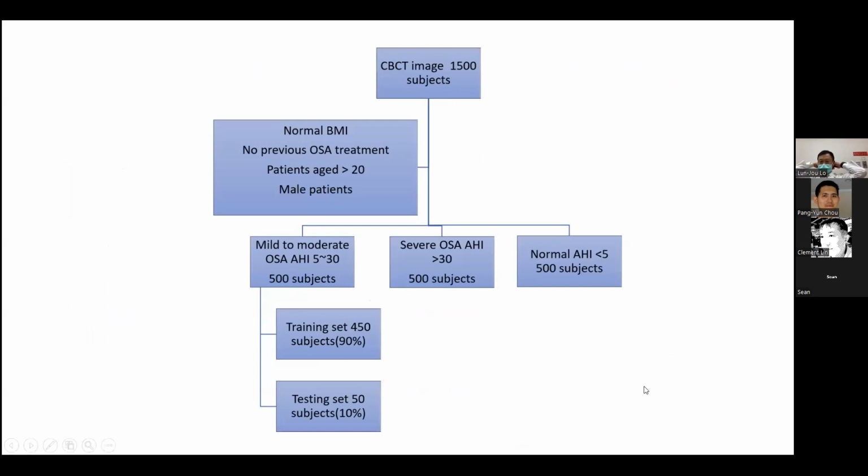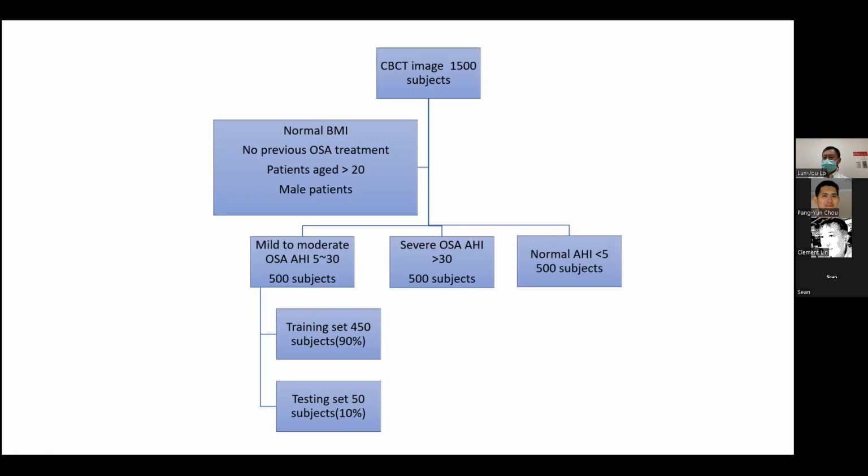So here is our research proposal: we're trying to gather CBCT images from a total of 1,500 subjects. Those subjects should have a normal BMI, because we want to exclude patients whose OSA is caused by being overweight. So we will include patients with normal BMI, no previous OSA treatment, and age more than 20.